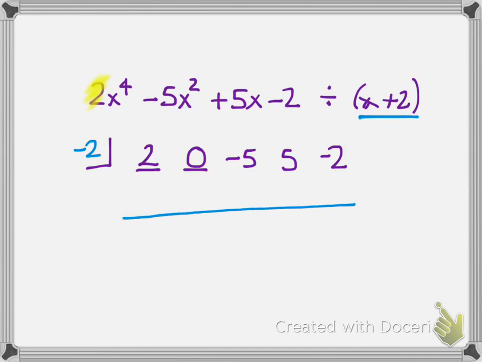We set up our line, we bring down that first number, and this is where our multiplication and add process starts. We multiply this 2 by the -2 that's in the box. This becomes a -4. We add. I'm going to take that bottom number and multiply it by the -2 that's in the box. This becomes +8. We add. This becomes a 3.